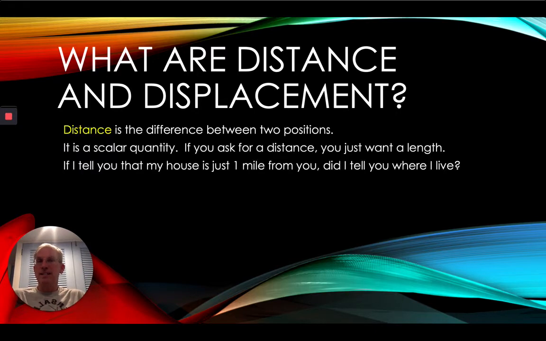So let's start with a scalar and a vector. Distance. Distance is the difference between two positions. It's a scalar quantity because if you ask for a distance, you just want a length. That's it. So if I tell you that my house is just 1 mile from you, did I tell you where I live? The answer is no. If I told you that I'm 1 mile from you, I told you that I am somewhere on a circle of radius 1 mile from your exact position. So I haven't told you where I am. I've given you a set of positions where I might be.